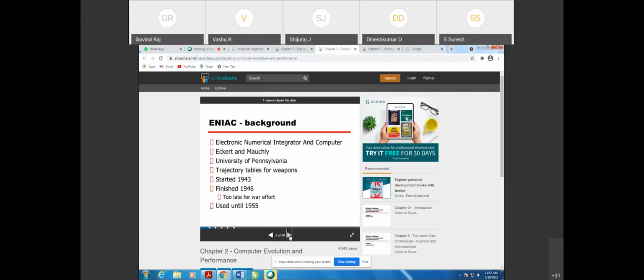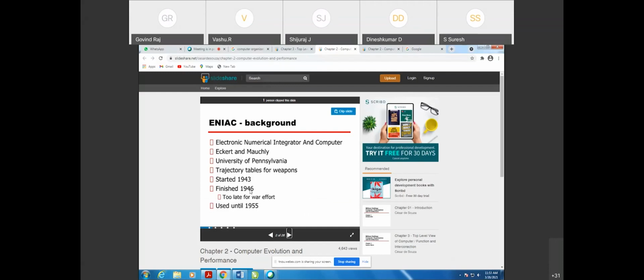Okay, so we get into the next topic, that is the evolution of computer. Computer evolved during the Second World War time. The computer was evolved in year 1946. They started in year 1943, and in late 1946 the first generation computer was introduced. It was used until 1955.